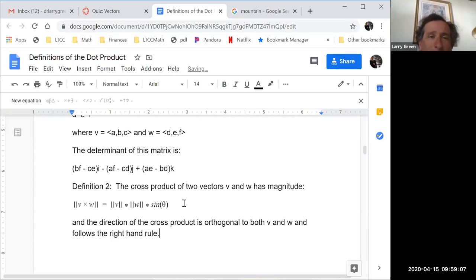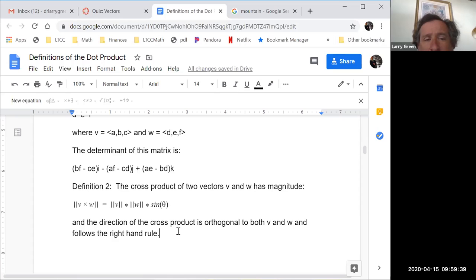I don't know if you remember last time I talked about the right-hand rule. You take your right hand, you grab, and you rotate from V to W, in this case, in order, and your thumb should point in the direction of the answer. So then you know that it's up or down, depending on what V and W look like. Any questions at all on this definition?